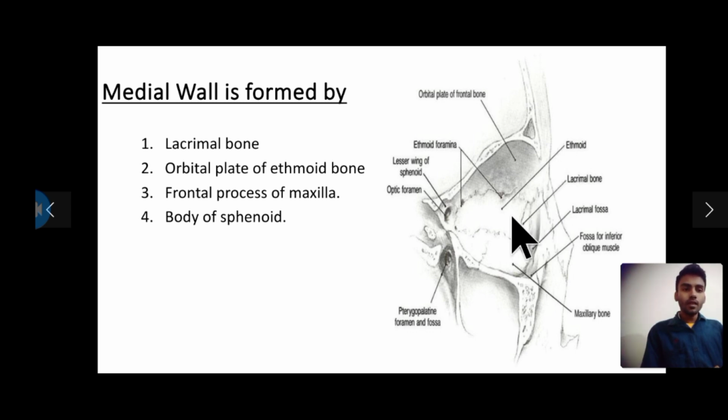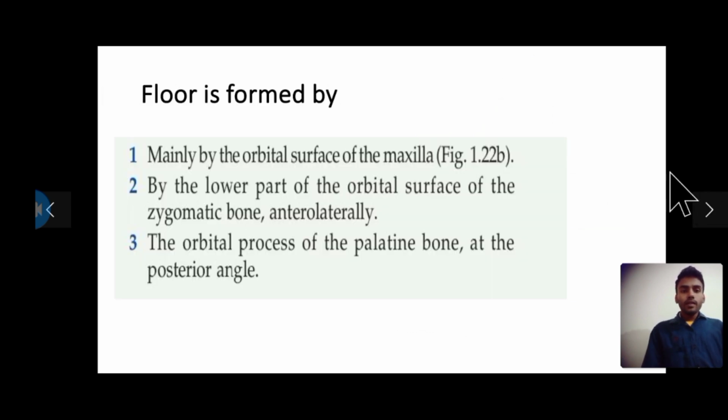Okay, and at the junction of this roof and medial wall is the frontoethmoidal suture, where the ethmoidal canal is located, through which the anterior and posterior ethmoidal nerves pass. Okay, so this is all about the medial wall of the orbit. Now we look at the floor.